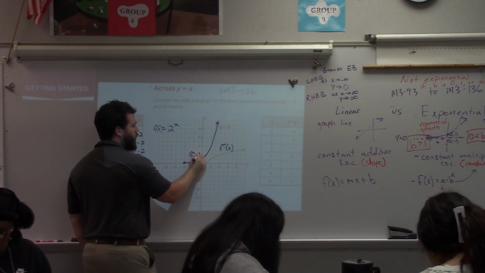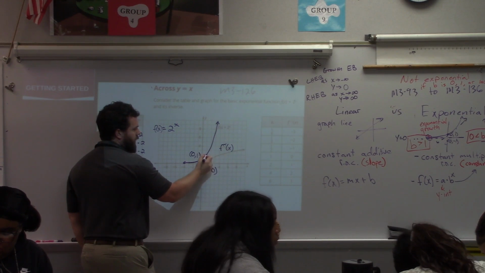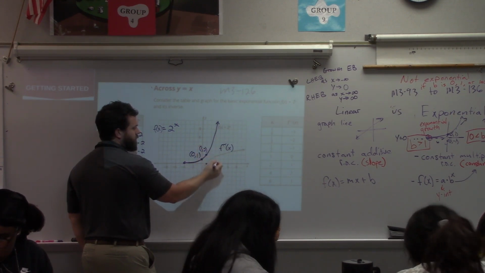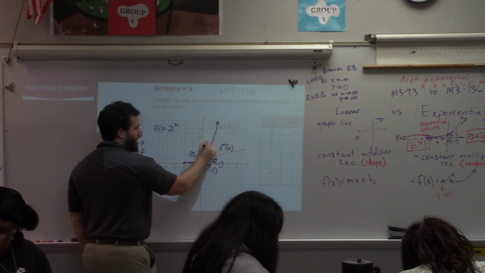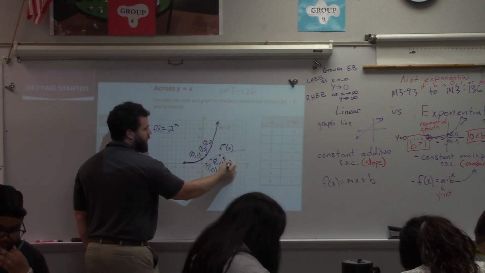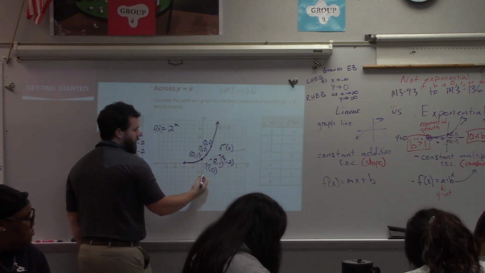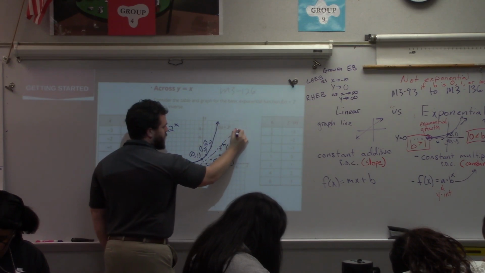Transpose, right? What does 0, 1 become? 1, 0. What did 1, 2 become? 2, 1. What did 2, 4 become? 4, 2. Do we see all those points being transposed? Notice also that means it was a reflection across y equals x.